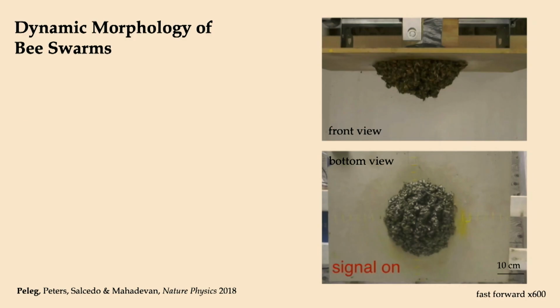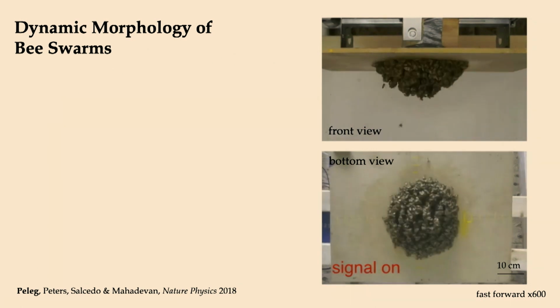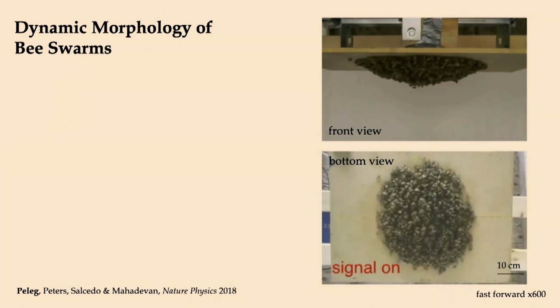And what we found out is that when we continue shaking the bees right and left, bees inside the swarm move around and they collectively change the shape of the swarm. And this is a sped up version of that experiment. So this is the front view, this is the bottom view, and I'll play this maybe at least twice so you can see what's happening.